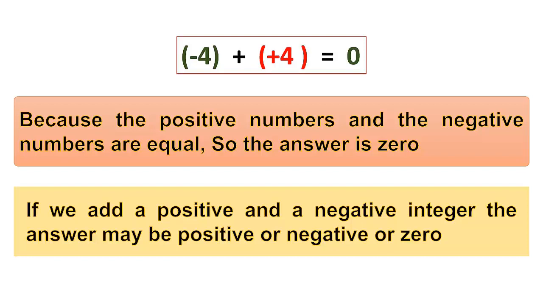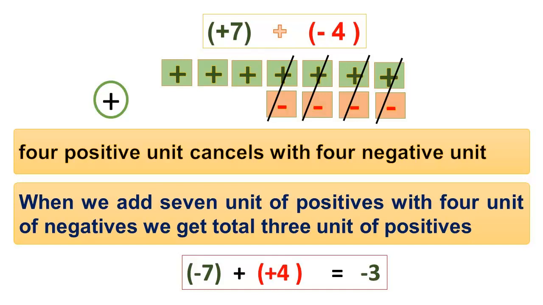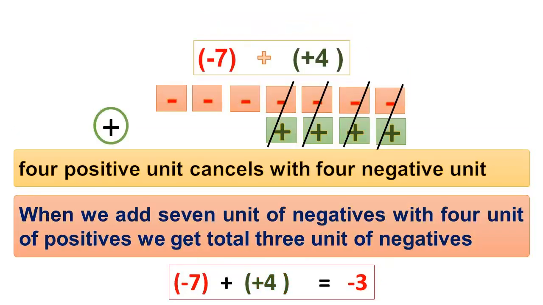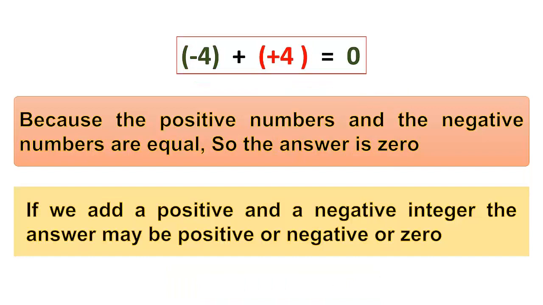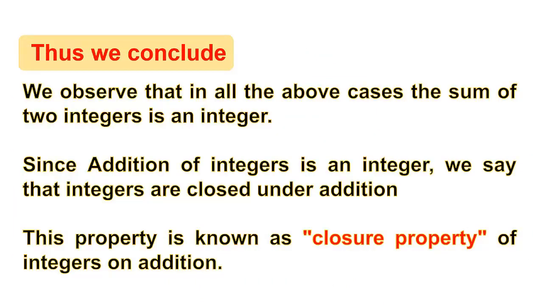If we add a positive and negative integer, the answer may be positive or negative or 0. Thus we conclude, we observe that in all the above cases, the sum of two integers is an integer. This property is known as closure property of integers on addition.